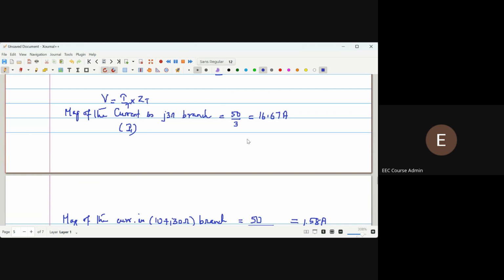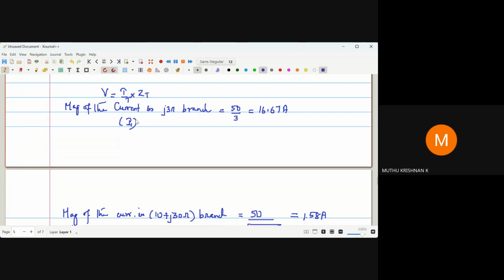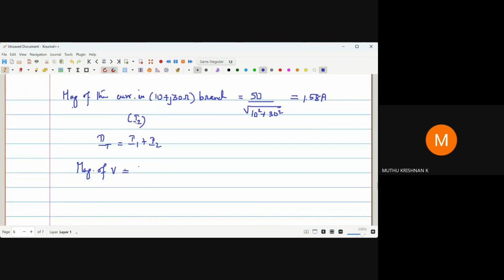See, 50 by J3, this 1 by J, if you write it, that will be minus 50 J by 3, correct? Yes, ma'am. Again, if you take the magnitude, what will be that? 50 by 3 only. No, ma'am. So instead of taking magnitude at this step itself, maybe we take the current in the next branch, do the vector sum, and after that we can take the magnitude. No, ma'am. Then the magnitude may differ, right?